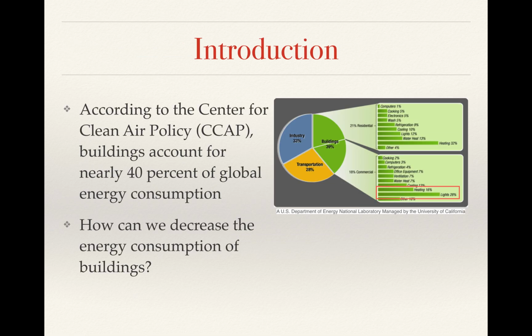According to the Center for Clean Air Policy, buildings account for nearly 40% of global energy consumption. Of that 40% of buildings, 18% of those are commercial, and of that 18% of commercial buildings, 28% of energy consumption can be traced to lights. This is about 5% of all energy consumption globally. Additionally, cooling accounts for about 13% of a commercial building's energy consumption, which can be partially linked to light bulbs emitting heat. So how can we decrease this energy consumption?